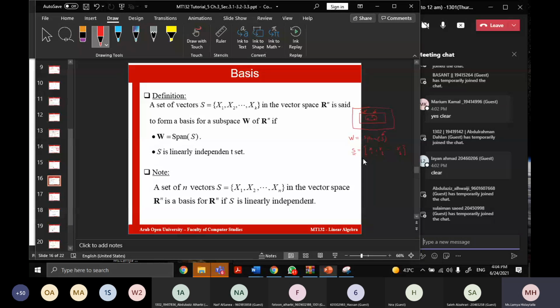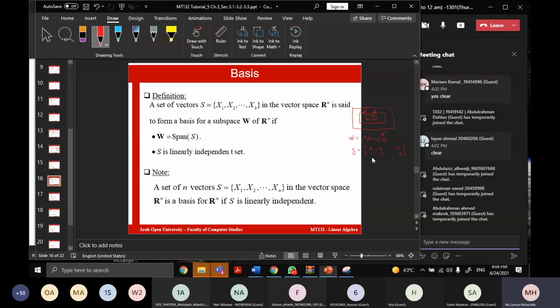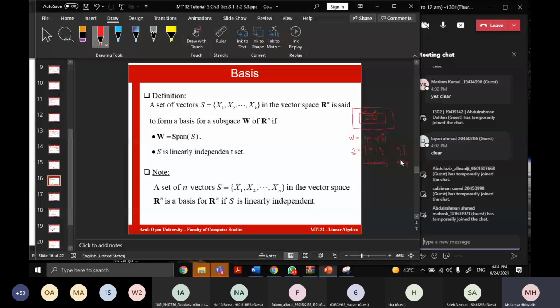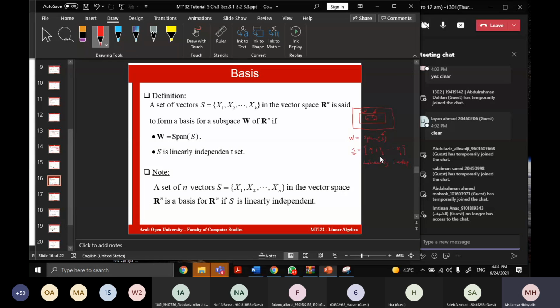Okay, so this set of vectors x1, x2, up to xk, their elements should be linearly independent. We knew what we mean by linearly independent in our previous class, correct? So if this happens, then we say that they are the basis of this subspace. They are a basis for this subspace.